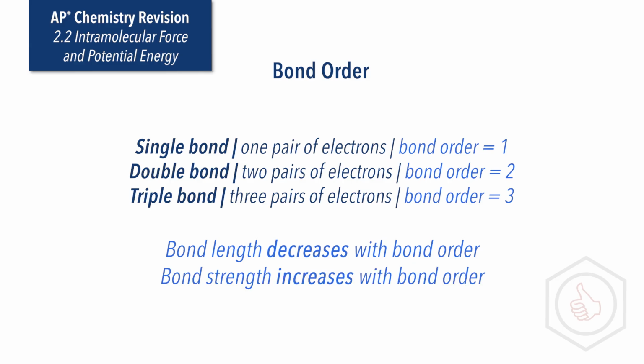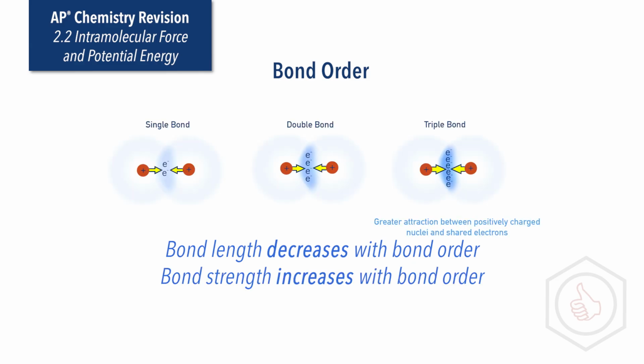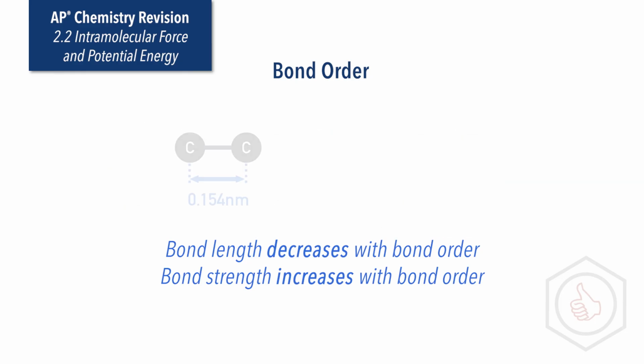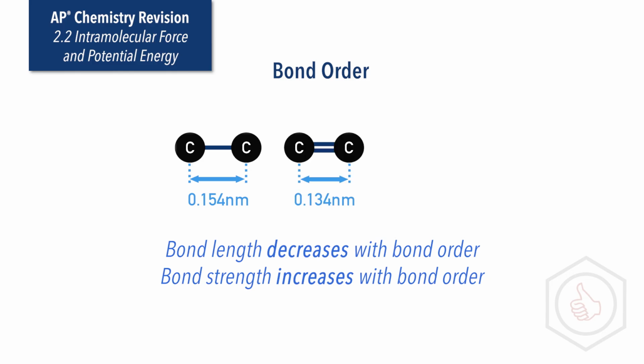This is because more shared electrons lead to greater electrostatic attraction between the negatively charged electrons and both nuclei. This stronger attraction brings the nuclei closer together, giving a shorter bond, and requires more energy to break, meaning the bond is stronger. For example, carbon-carbon single bonds are longer and weaker than carbon-carbon double bonds, which are also longer and weaker than carbon-carbon triple bonds.